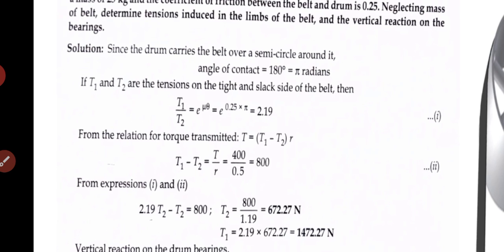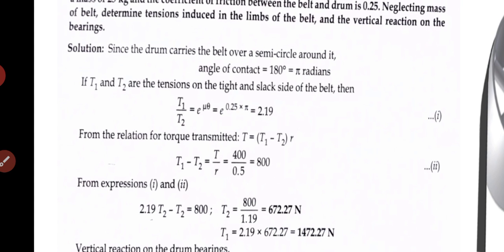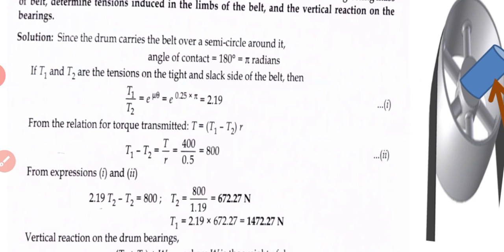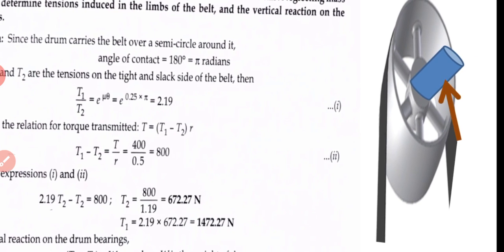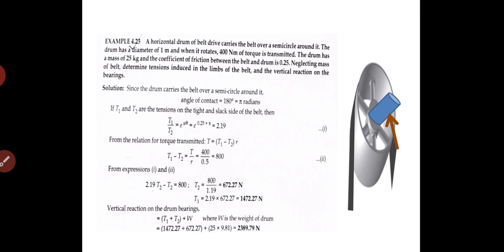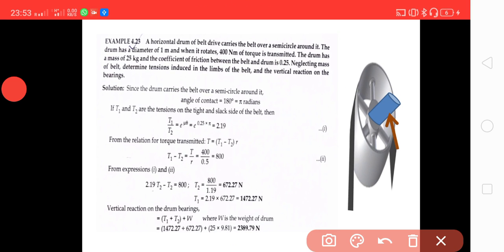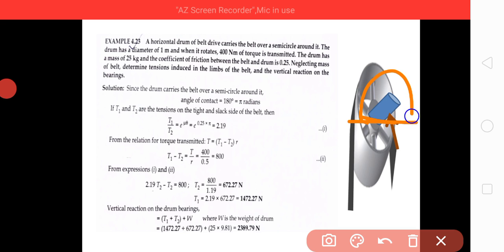Since the drum carries the belt over a semicircle around it, the angle of contact is 180 degree or pi radian, as shown in the figure here. This much is the angle of contact, which is 180 degree. If T1 and T2 are the tensions on the tight and slack side of the belt, then T1 upon T2 equals e to the power mu theta, e to the power 0.25 into pi, that is 2.19.